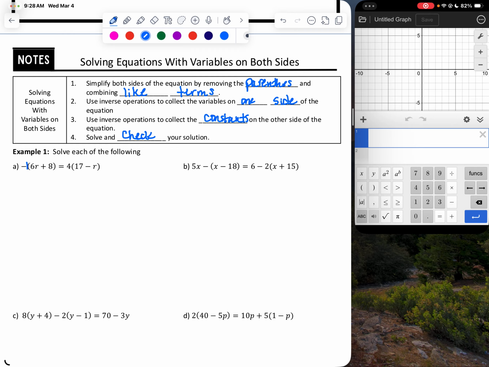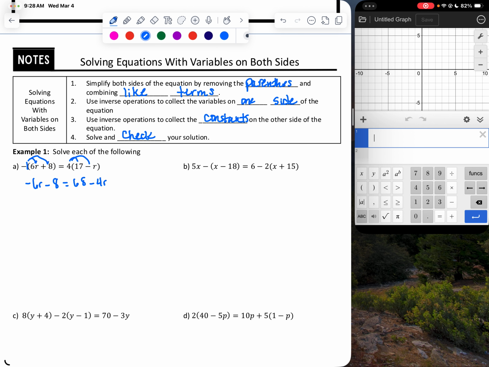So you might want to put a 1 here to remind yourself that you are multiplying each term in the parenthesis by negative 1. So negative 1 times 6r is negative 6r. Negative 1 times positive 8 is negative 8, so minus 8. 4 times 17 gives us 68. And then 4 times negative r gives us negative 4r. So we did step 1. We removed all the parentheses.